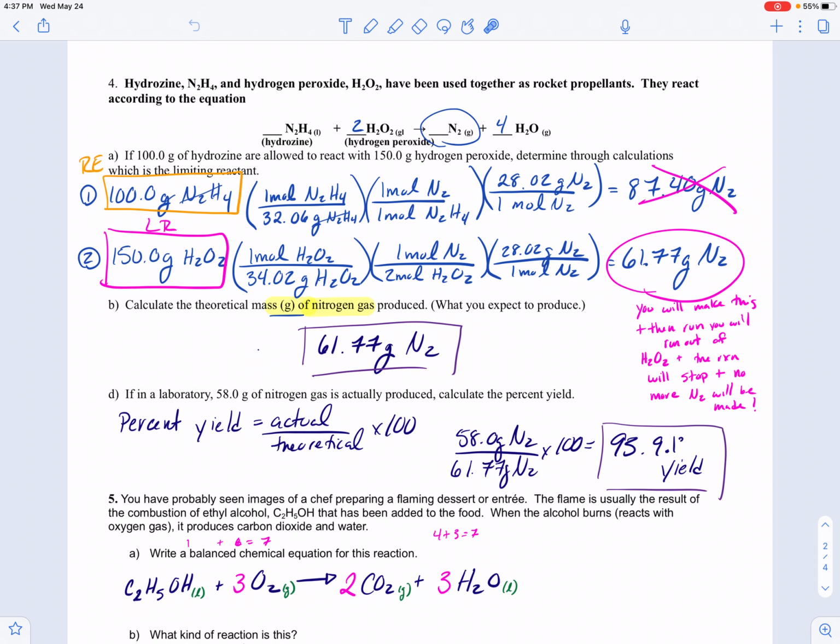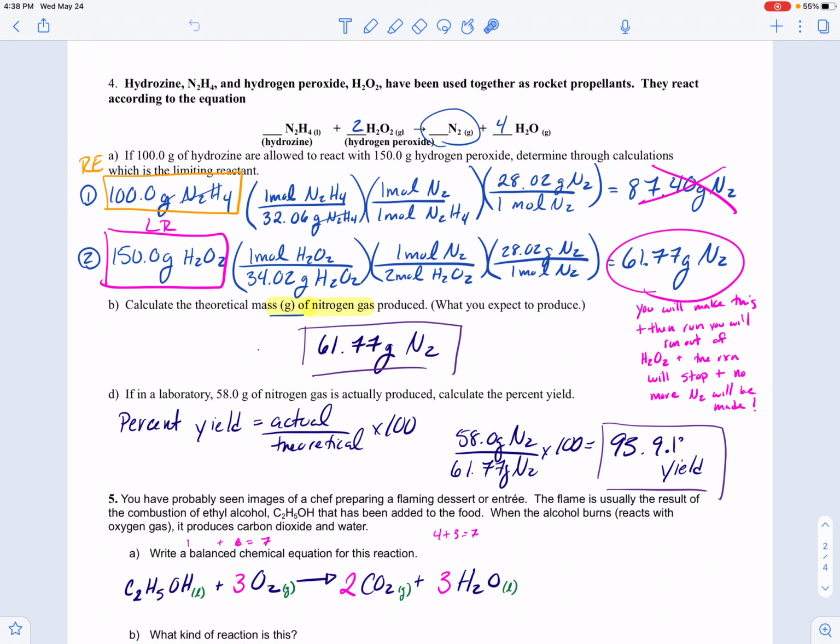And then I did my second problem starting with 150 grams of hydrogen peroxide, and I did sort of the same work. So 1 mole of hydrogen peroxide is 34.02 grams. In this case, it's a 1 to 2 molar ratio. So 1 mole of N2 is created for every 2 moles of H2O2 that you use. And then 1 mole of N2 is 28.02 grams. And then for the second problem, I got 61.77 grams of N2.